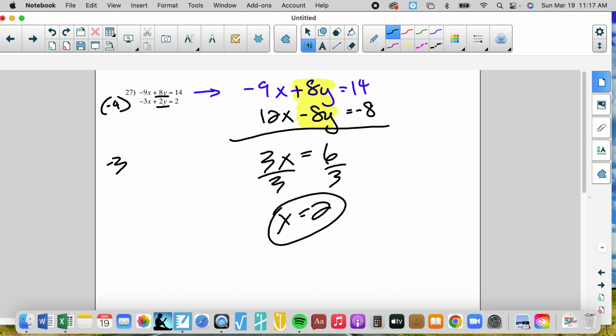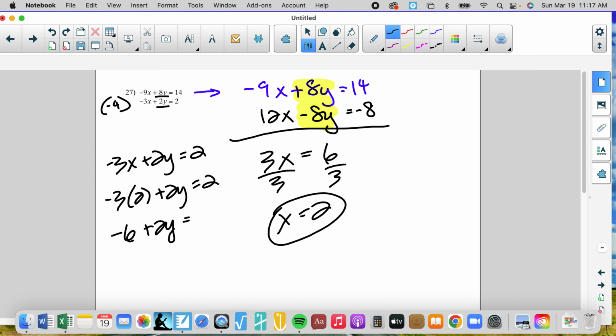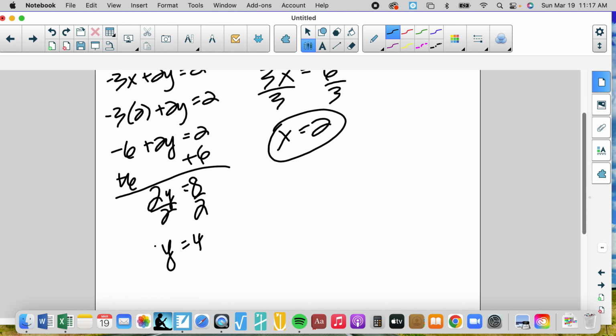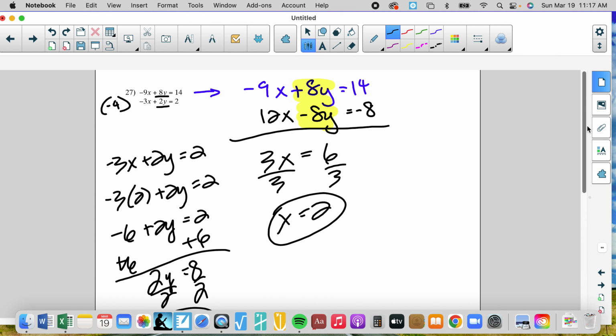Pick an equation. I'm going to pick the bottom one again. Plug in 2 for x. Negative 6 plus 2y equals 2. Add 6. 2y equals 8. Divide by 2. And we get y equals 4. So my solution is 2, 4.